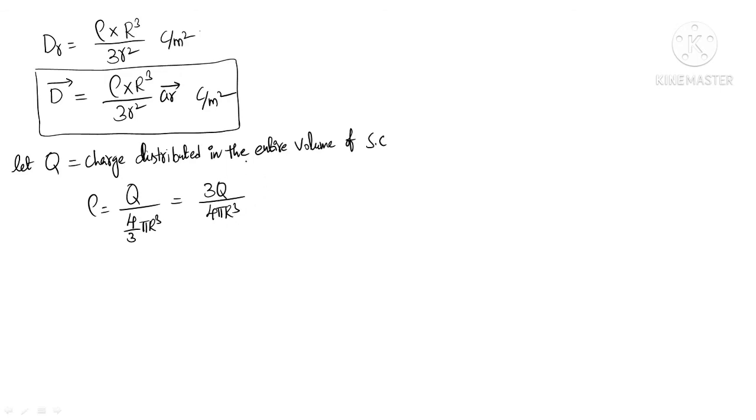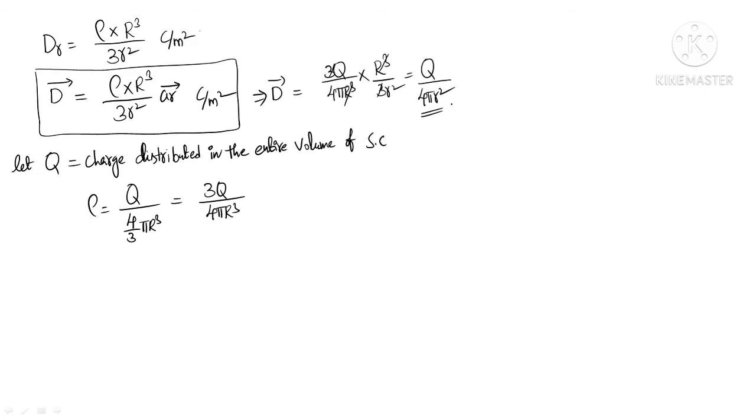Now by substituting this term here, you will get D bar is equal to, in place of rho, 3Q by 4 pi capital R cube multiplied with R cube by 3r square. So R cube gets cancelled, 3 gets cancelled, and you are left with Q by 4 pi r square. This is the same result which we got for a spherical shell.